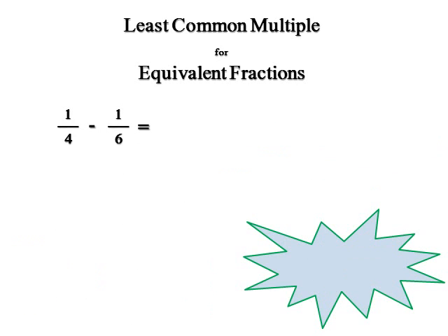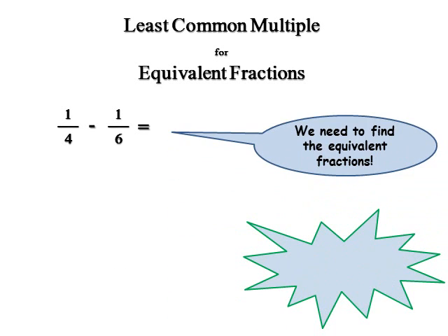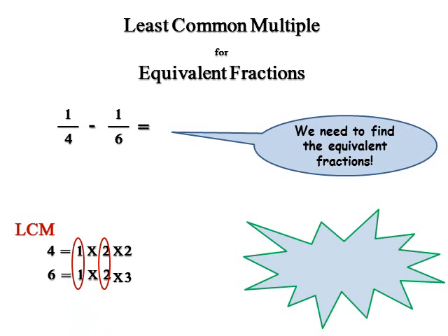Alright, let's try subtraction here. Let's say 1/4 minus 1/6. We need to find equivalent fractions again because they're not the same denominator. So let's find the LCM. 4 would be 1 times 2 times 2. 6 would be 1 times 2 times 3. Circle out common factors. Let's get the LCM. For 1, we write 1. For the common 2, we write 2. Then we multiply the 2 that was not part of the common factors, and the 3 that is also not part of the common factors. Therefore, you have 12 again as your common denominator.